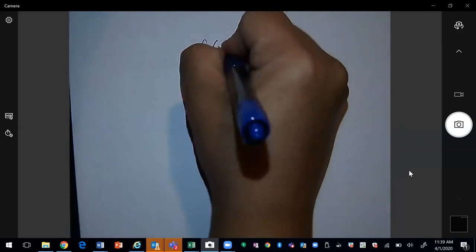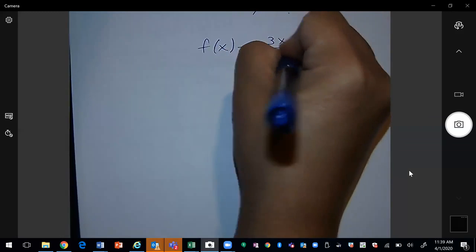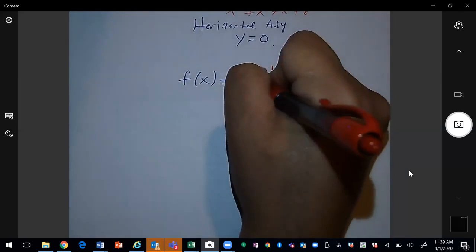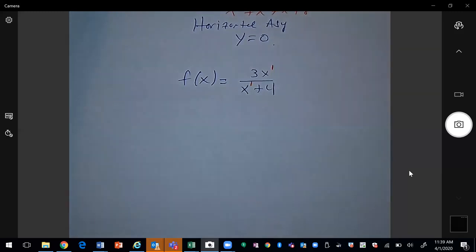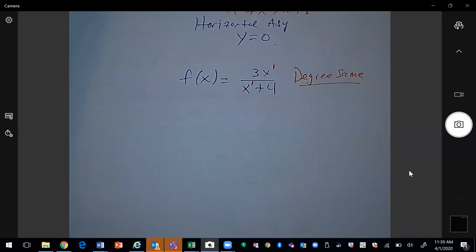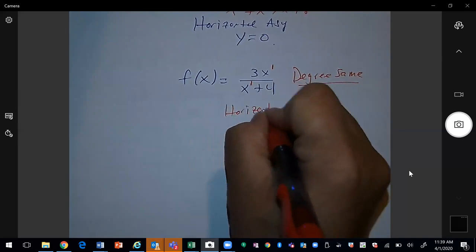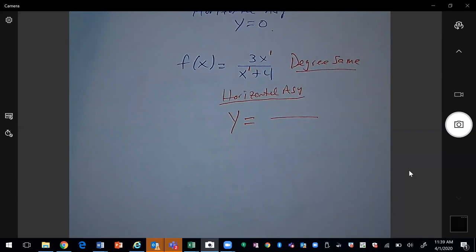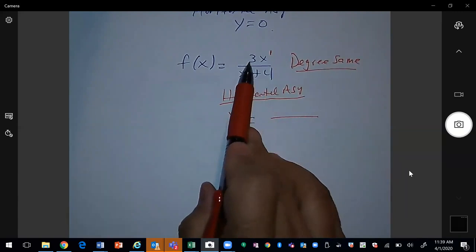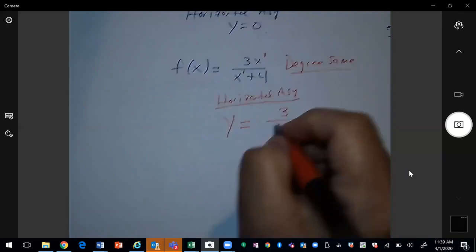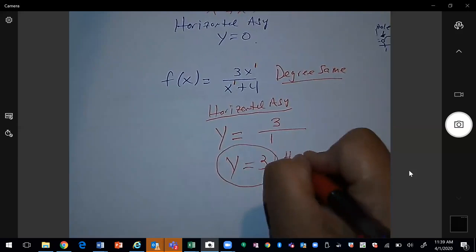So for example, if I had f of x is equal to 3x divided by x plus 4, we check the degrees. So this degree is a 1 and this degree is a 1. So the degree is the same, okay? If that happens, then to find your horizontal asymptote, we would do the following. We would say y is going to be equal to the leading coefficient of the numerator, in this case, it's going to be 3, divided by the leading coefficient of the denominator, in this case, it's going to be 1. So y equals 3 would be your horizontal asymptote.